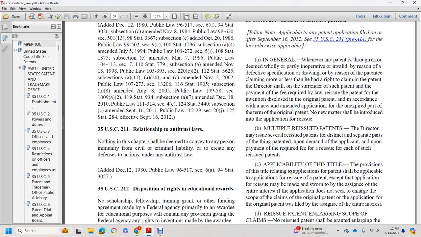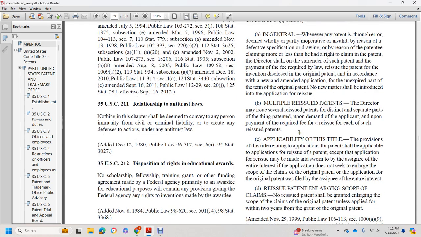Multiple reissued patents: the Director may issue several reissue patents for distinct and separate parts of the thing patented, upon the demand of the applicant and upon payment of the required fee for each reissue patent. Applicability of title provisions: the provisions of this title relating to applications for patent shall be applicable to applications for reissue of a patent, except that application for reissue may be made and sworn to by the assignee of the entire interest.